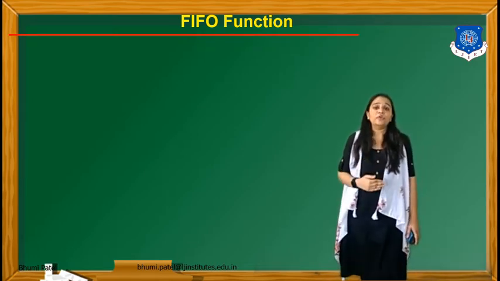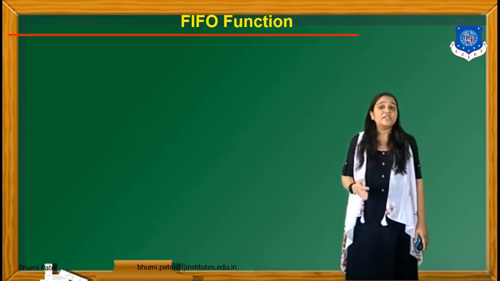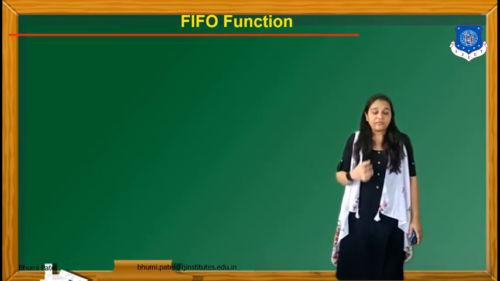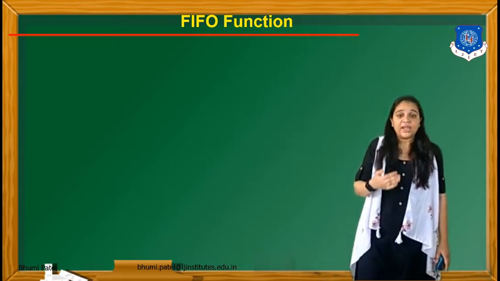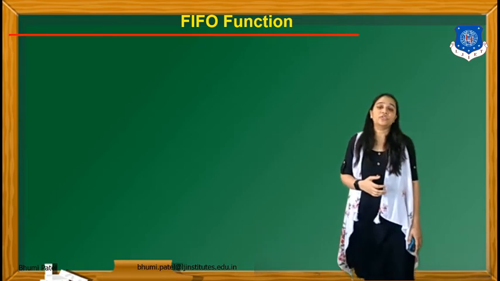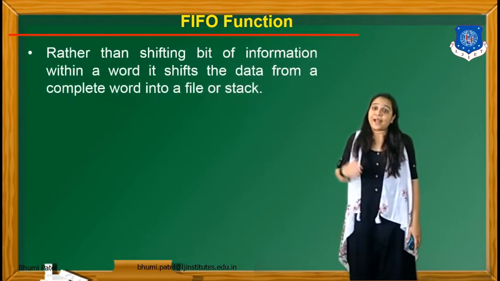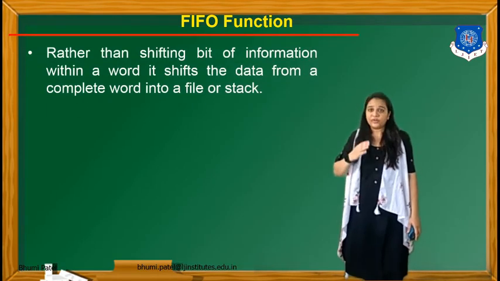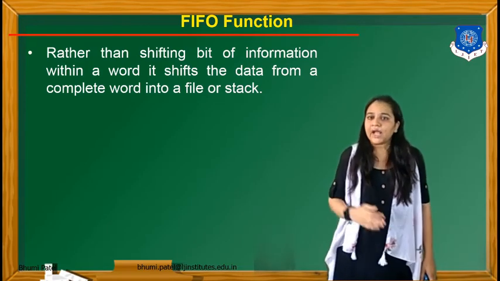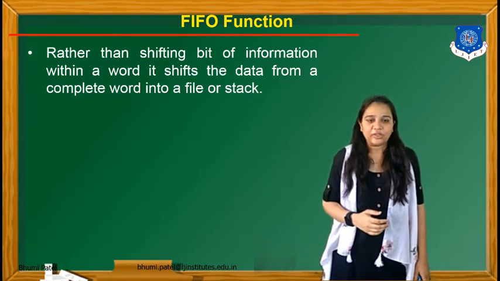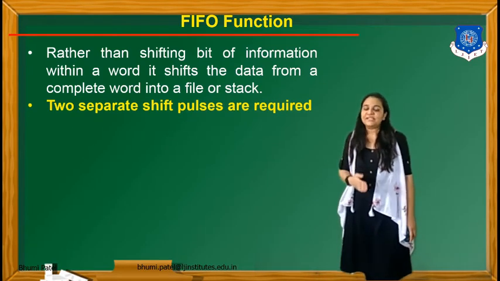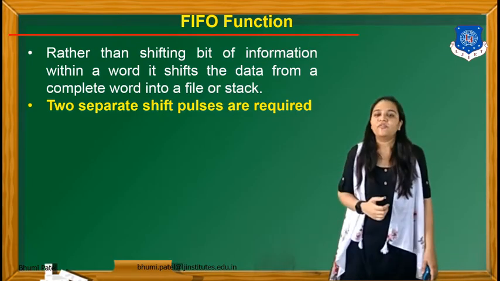Similarly we have the FILO function. What is the full form of FILO? First in, last out. If we put the data in first and take out the data of the last address, we use the FILO function. So rather than shifting the bits of information within a word, it shifts the data of a complete word into the file or the stack. Two separate shift pulses are required for this FIFO function.